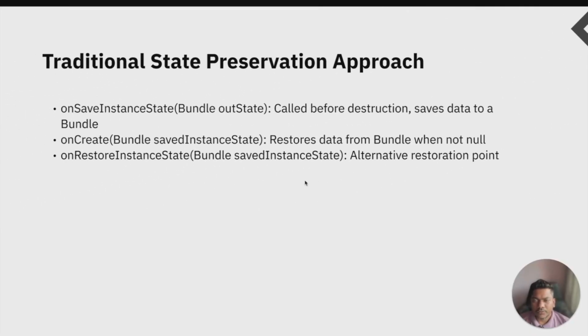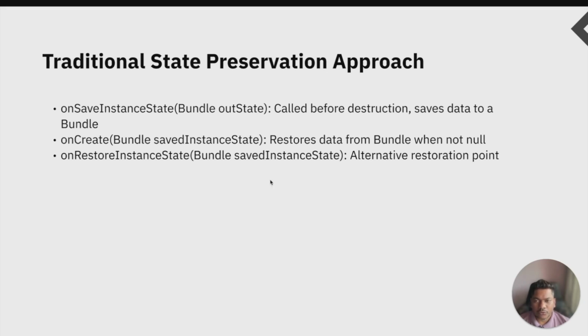Now we'll look at the traditional state preservation approach. onSaveInstanceState is called before destruction and saves the data to a Bundle. onCreate restores data from the bundle if it is not null. onRestoreInstanceState is an alternative restoration point.